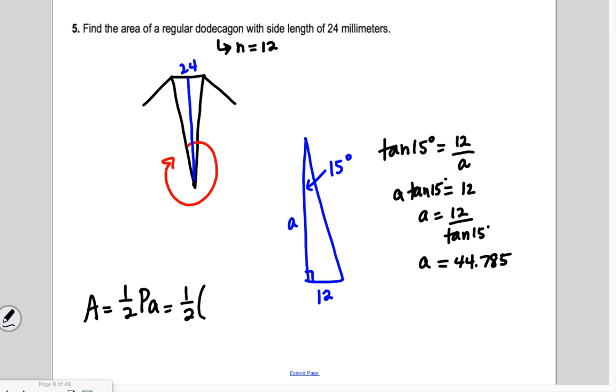So it's 1/2 the perimeter. What do we think for perimeter? How do I find it? 24 times 12, right? So 288 times the apothem, the 44.785. So our number is 6,449.04 millimeters squared. Oh, that is the end of the section. Okay, does this make sense?